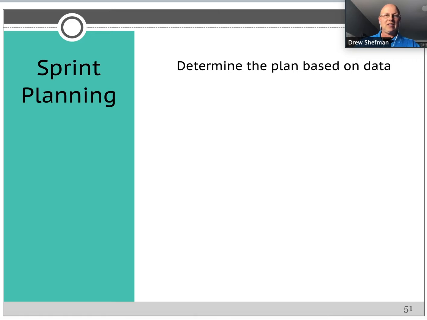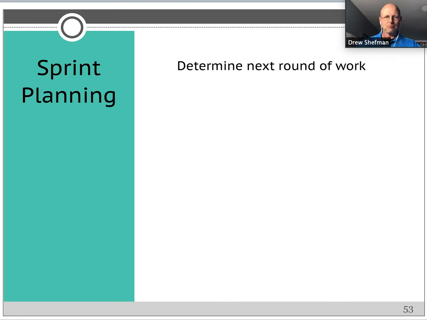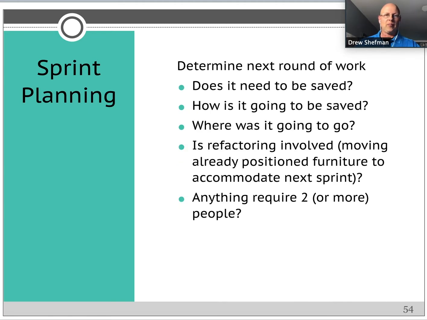Now, this is a plan based on the data. So for sprints, you have velocity and burn up and burn down and things like that. But for us, we had the radar, which is the actual weather radar, both current and future, the rain accumulation gauges, bayou water levels, visual checks outside, and social media updates from our neighbors to say how much they were flooding. And so using that, we were able to determine the next round of work.